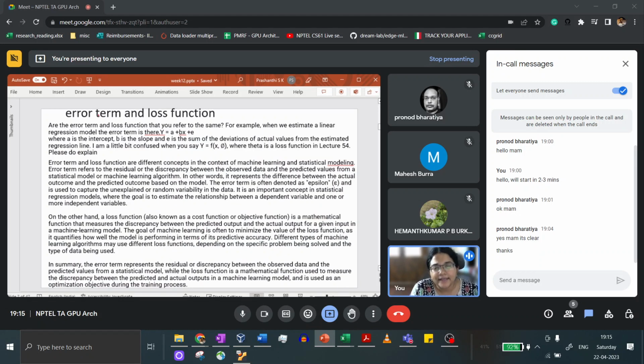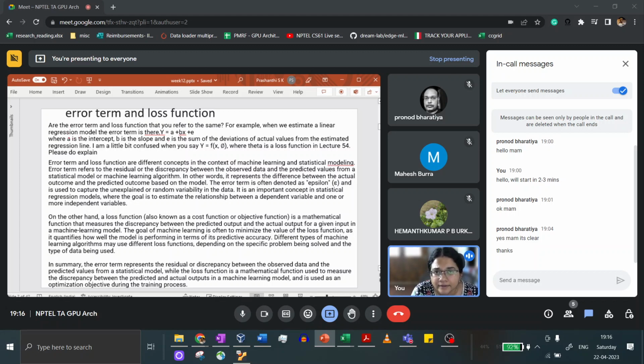Okay, so the next thing is about the error term and loss function. So these are kind of ML terminology questions, right? Again, ML terminology has seen a lot of change, right? Every now and then people come up with a new word. So it's important to understand what these exactly mean.